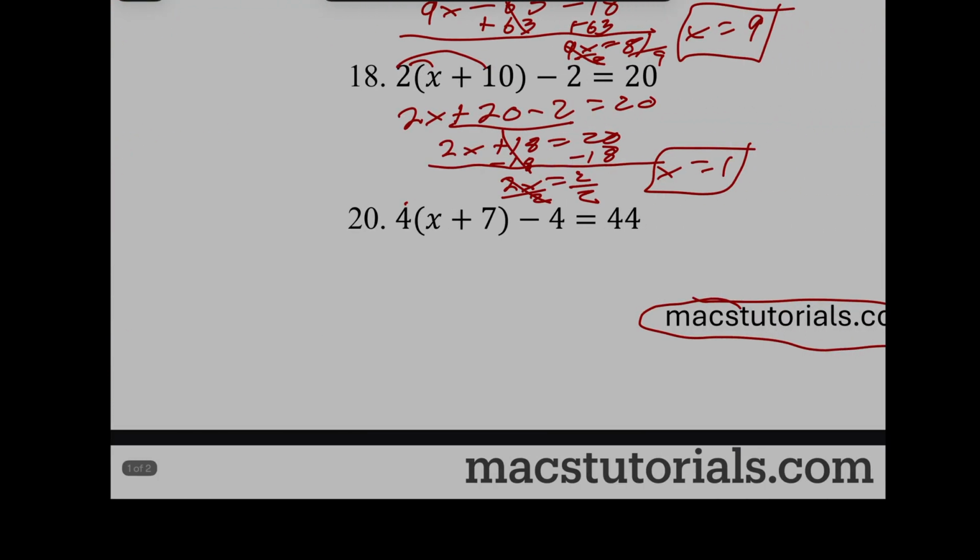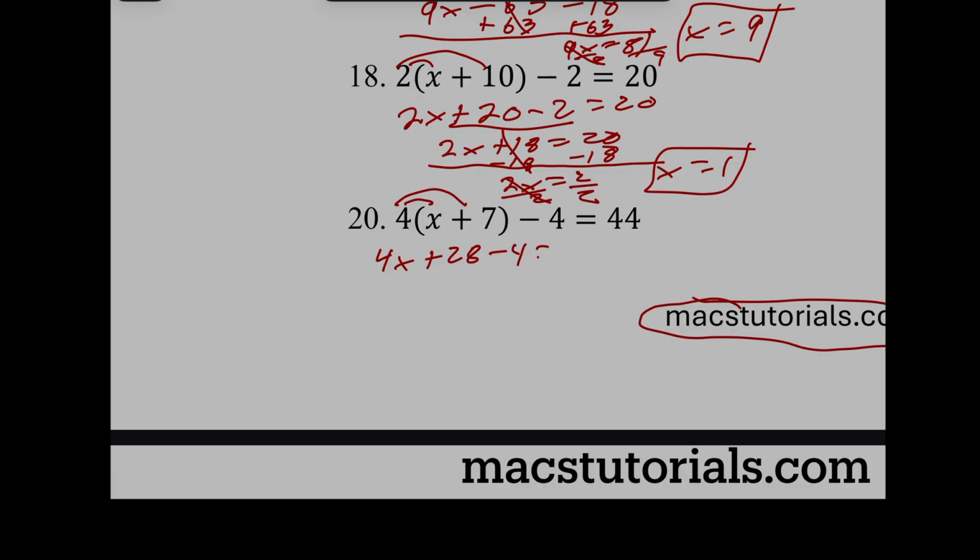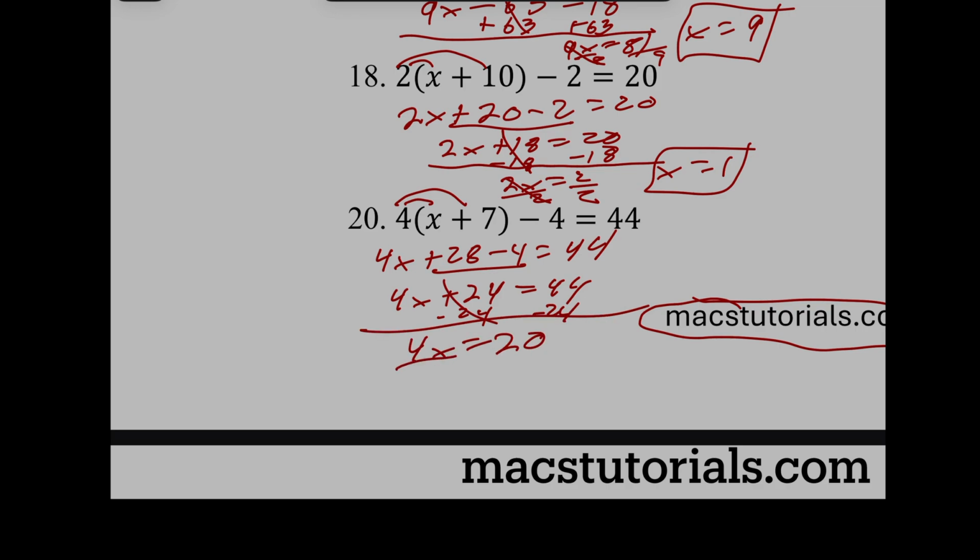Last one. 4 times x is going to be a 4x. 4 times positive 7 is a plus 28. Minus 4 equals 44. Like terms. 4x plus 24 equals 44. Move that 24 to the right by doing the opposite, which will be a minus. And I'm going to get 4x equals 20. And once I divide them, I'm going to get a nice little x equals 5.